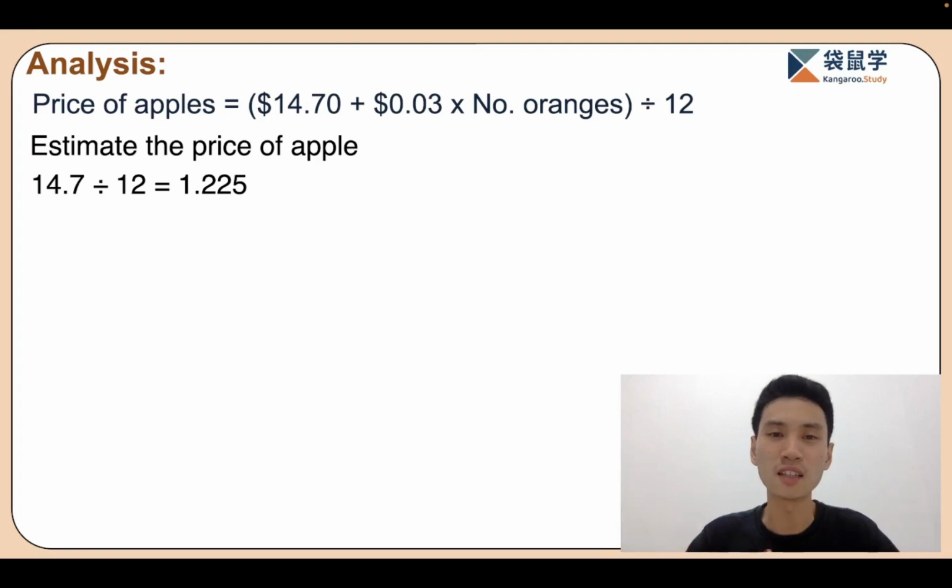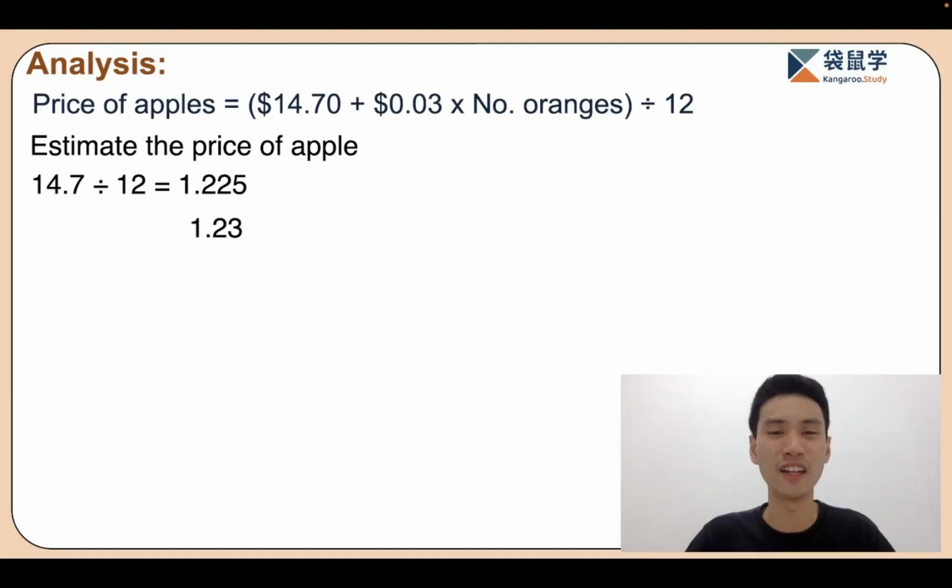Now, let me ask a very, very important question. What is the relationship between this number, 1.225, and the actual price of the apple? That's right, it is lower than the actual price of apples. So what do we do now? We round this up to the nearest cent, 1.23, and we test if this price is possible.